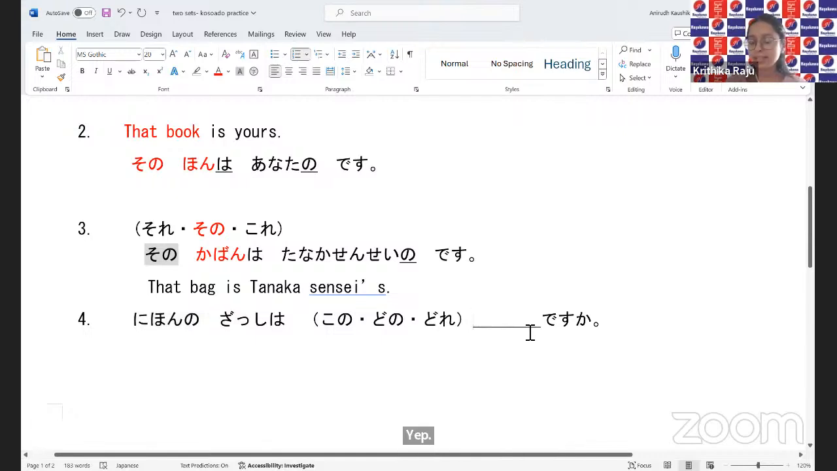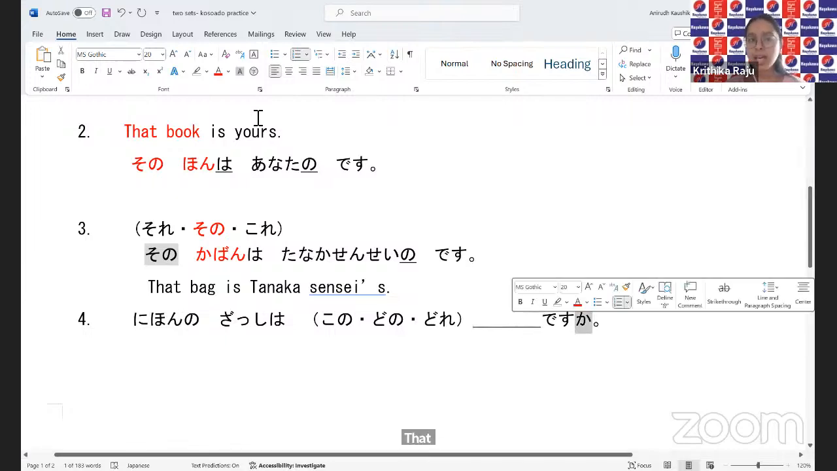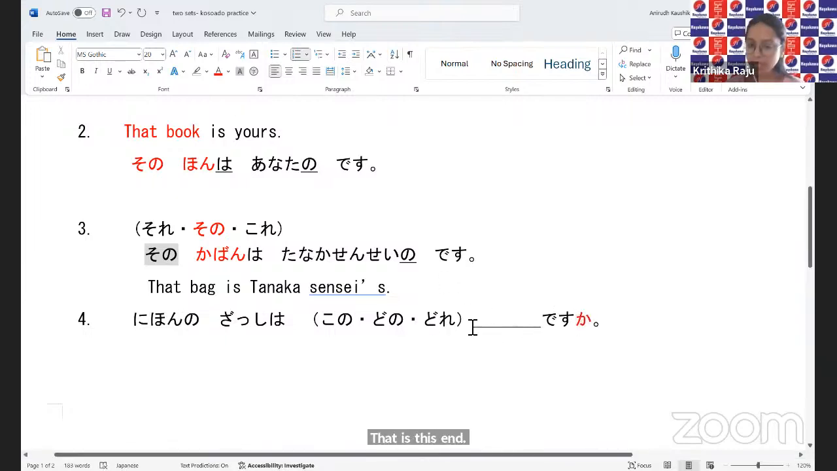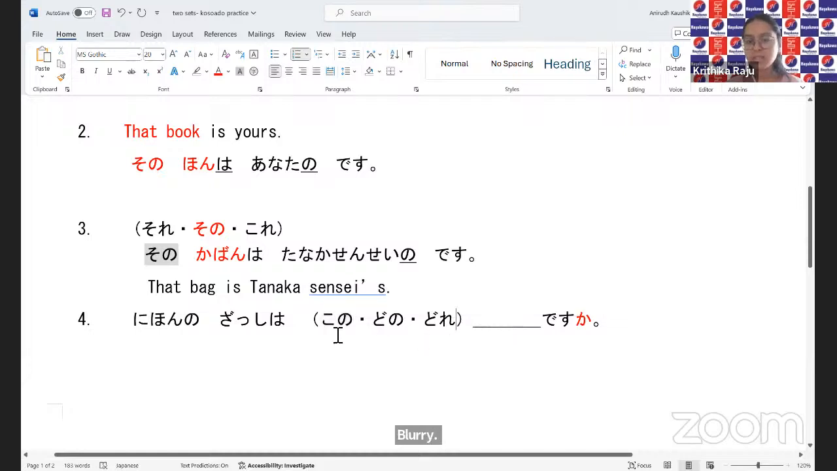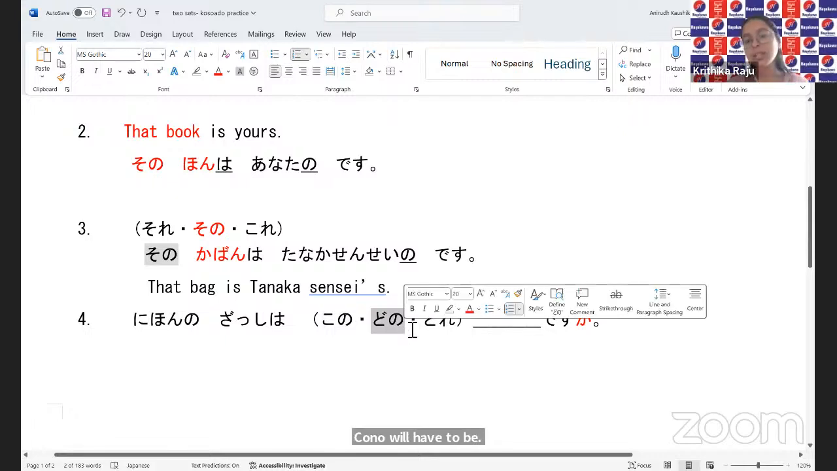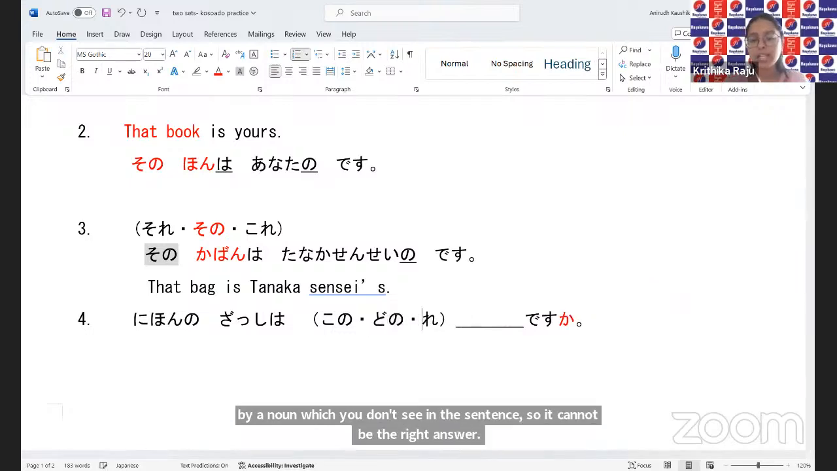So whenever there is desu ka, there is a question mark, right? We are asking a question. So it means dore. Correct. Dore desu ka? Another important thing is kono will have to be followed by a noun, which you don't see in this sentence, so it cannot be the right answer. Dono will have to be followed by a noun again, which you can't see in the sentence, so not a right answer. Now, suppose in place of dore, you had kore.